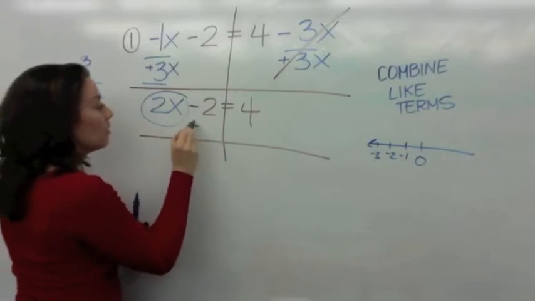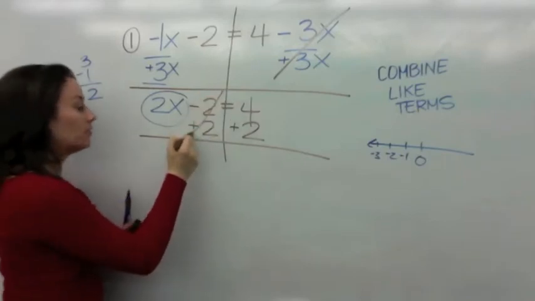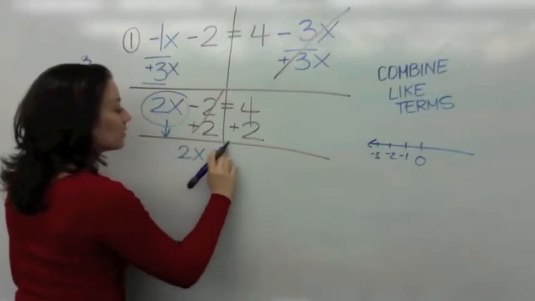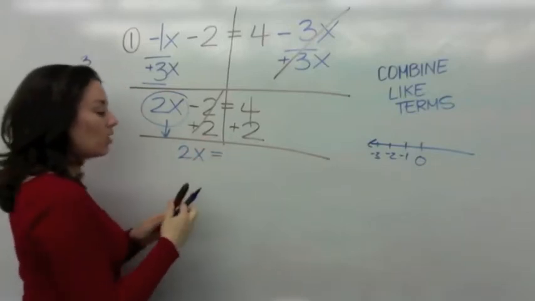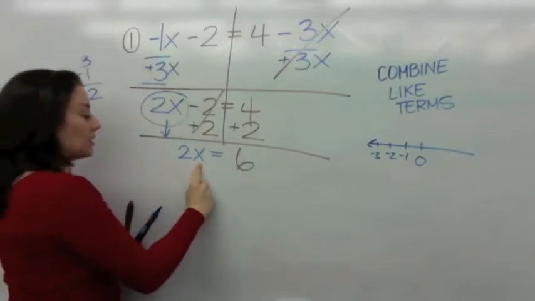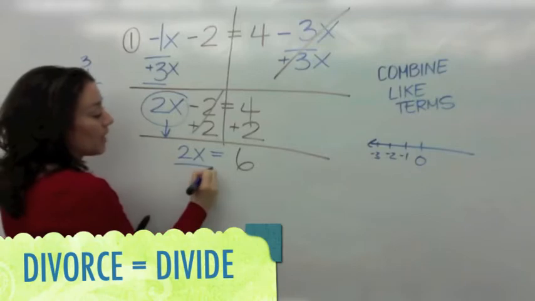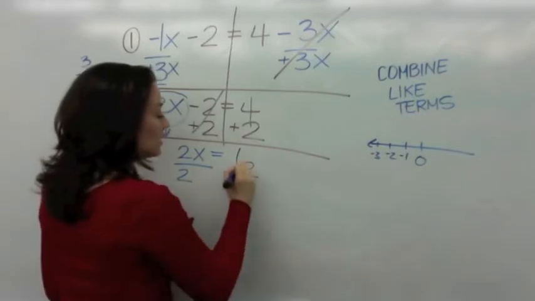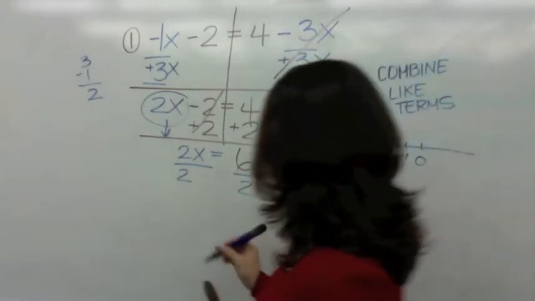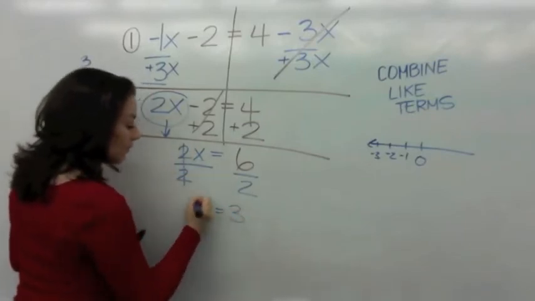What's the opposite of negative 2? Positive 2. That's right. Negative 2 and positive 2 make 0. Bring down the 2x. And now 2x equals, what's 4 plus 2? 4 plus 2 is 6. So now we need to solve for x. 2 is being married to x. But x wants to be a single lady. So what do they have to do? They have to get a divorce. So you divide by 2. That's right. And 6 divided by 2, how many times do you skip count by 2 to get to 6? 2, 4, 6. So 2 divided by 2 is 1, and x is 3.